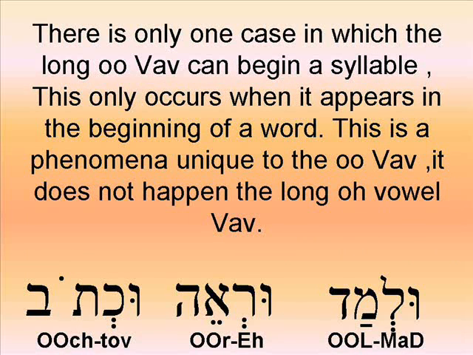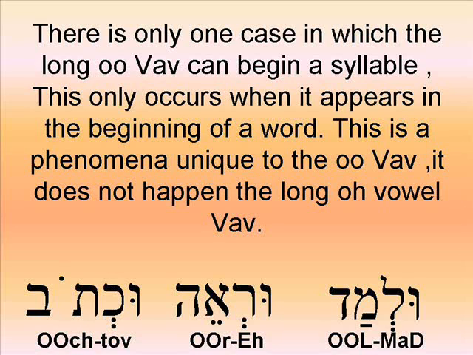Notice there is an exception. There is only one case in which the long U vav can begin a syllable. This occurs when it appears in the beginning of a word. This is a phenomenon unique to the U vav. It does not happen to the long O vowel vav. For example, ulmad, ure'e, uchtov.